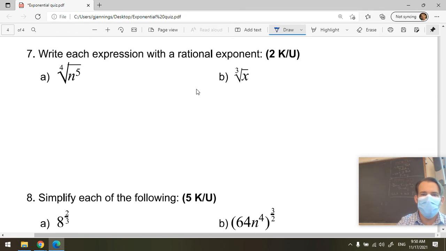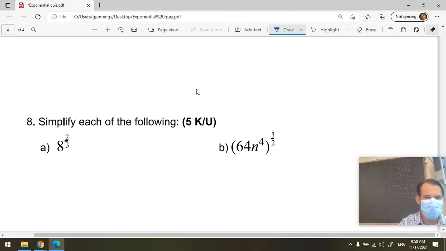Write these expressions as a rational exponent. So now we're going in the other direction. Okay, so this is equal to n to the 5 over 4. Just like before, this number comes down here and this number goes up there. This is the third root of x, which is equal to x to the 1/3. Okay, let's keep going.